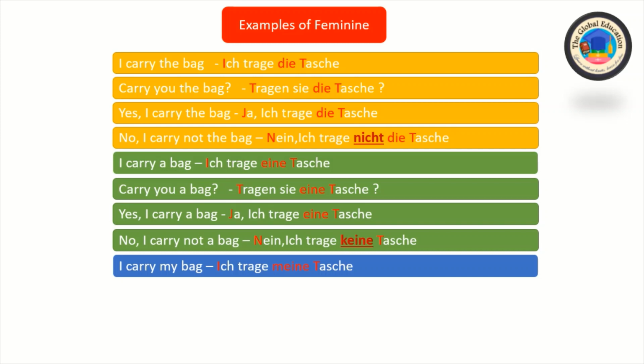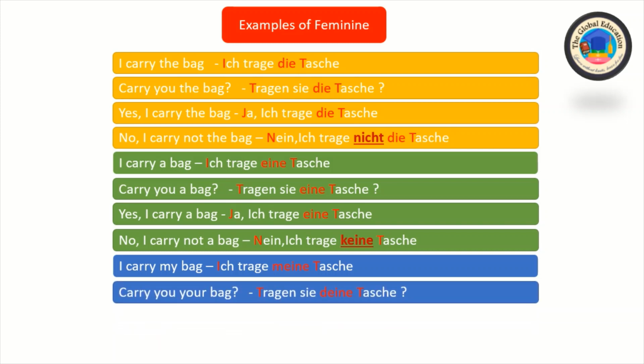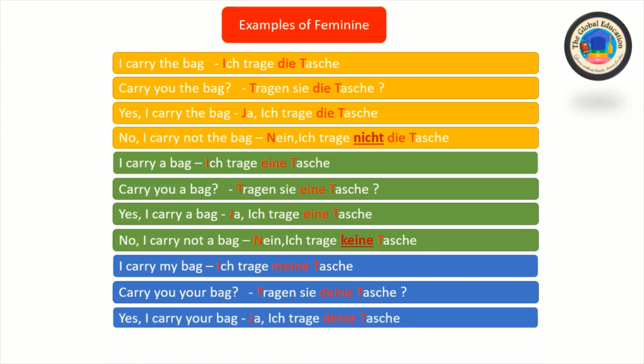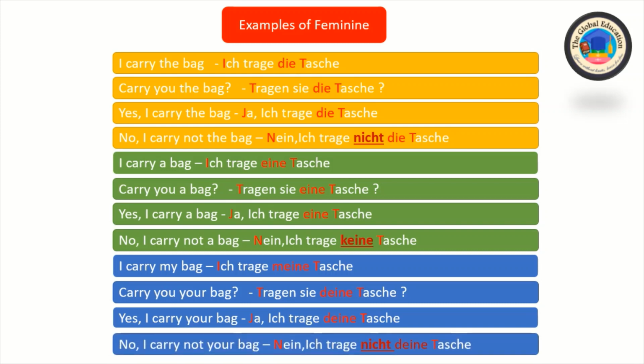I carry my bag. Ich trage meine Tasche. Carry you your bag? Tragen Sie deine Tasche? Yes, I carry your bag. Ja, ich trage deine Tasche. No, I carry not your bag. Nein, ich trage nicht deine Tasche.